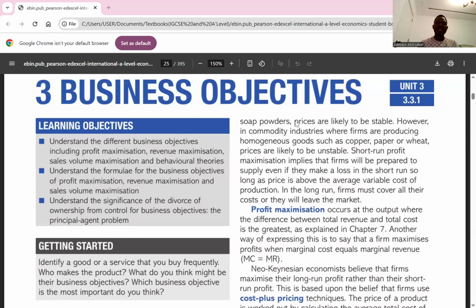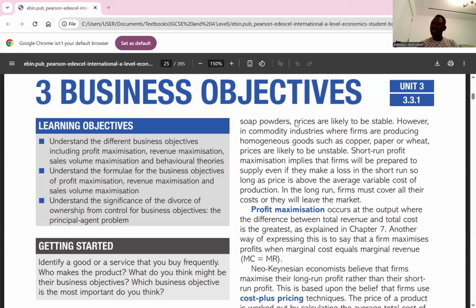We'll go to chapter 3 in economics A level, business objectives. When we talk about business objectives, we're simply talking about what a firm is aiming to achieve over its operational period. That's what a business objective is. Your aim, what you want to achieve over a period of time.